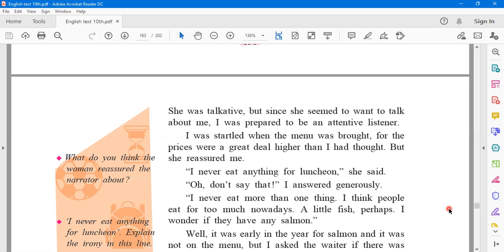And when the author just ordered some mutton chop, she advised him that he should not have a heavy meal, and she goes on ordering the dishes one after the other. So there is an irony here. What she said and what she did was totally opposite.